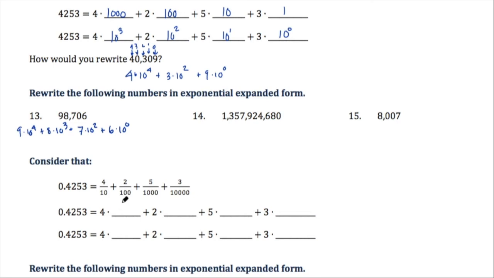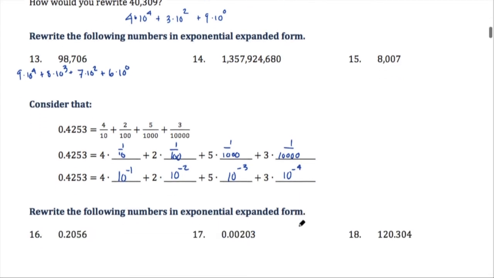Well, 4 tenths is 4 times 1 tenth. 2 hundredths is 2 times 1 hundredth. 5 thousandths is 5 times 1 thousandth. And 3 10,000ths is 3 times 1 10,000th. All right, so we can now represent these with powers of 10. So this is 10 to the negative 1, 10 to the negative 2, 10 to the negative 3, and 10 to the negative 4. Awesome.